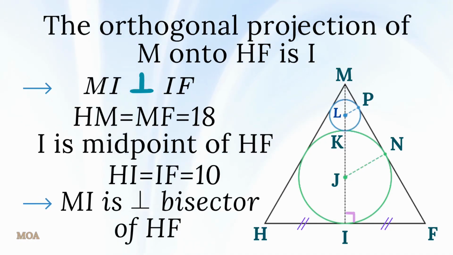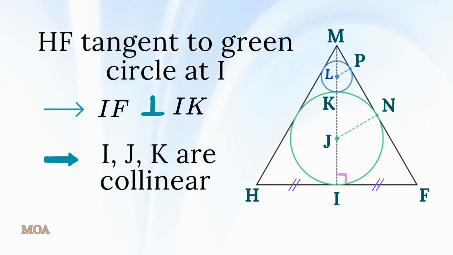Let point I be the orthogonal projection of M onto the segment HF, which means that MI is perpendicular to HF. Since HM equals MF, both equaling 18, this proves that point I is the midpoint of segment HF. Namely, HI equals IF, each equal to 10. Consequently, the line segment MI serves as the perpendicular bisector of HF. Also, the line HF is tangent to the green circle at I.